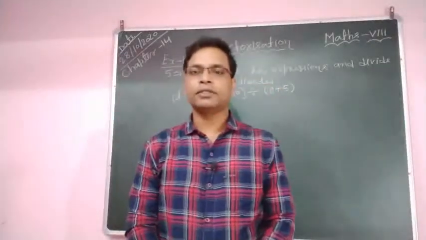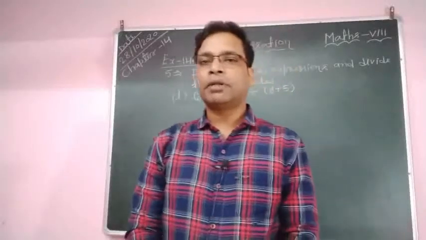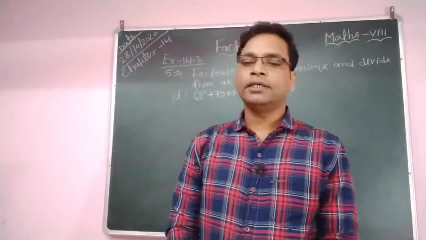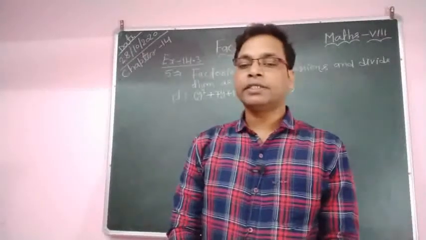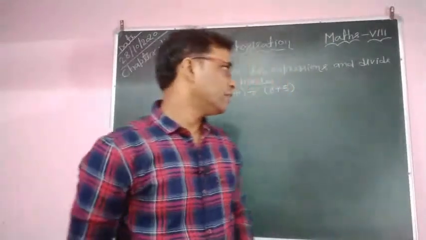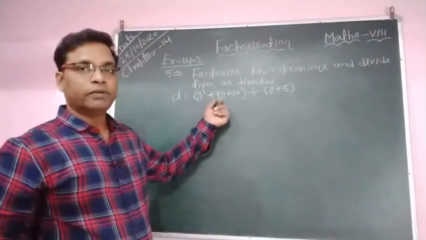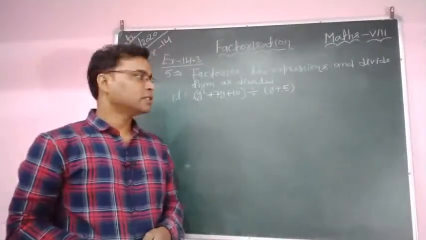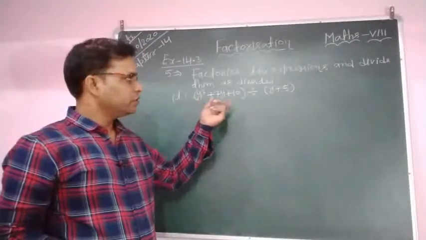Good morning, student. Today we are going to discuss chapter 14 factorization, exercise 14.3, question number 5. Factorize the expressions and divide them as directed. The first question of question number 5 is y square plus 7y plus 10 divided by y plus 5. So this is a trinomial. First we factorize it, after this we divide it.